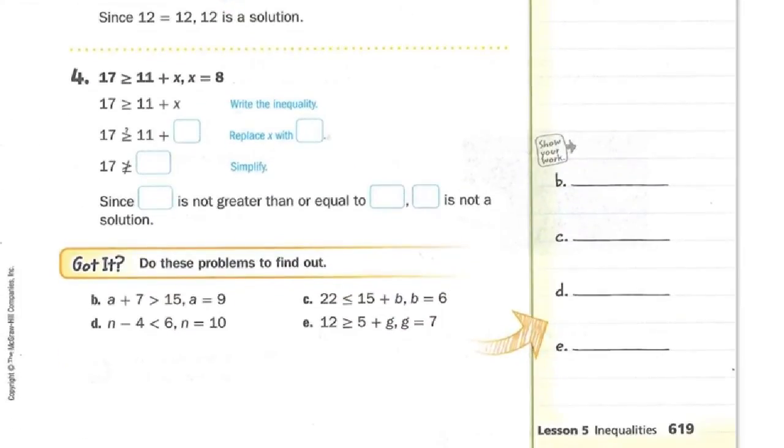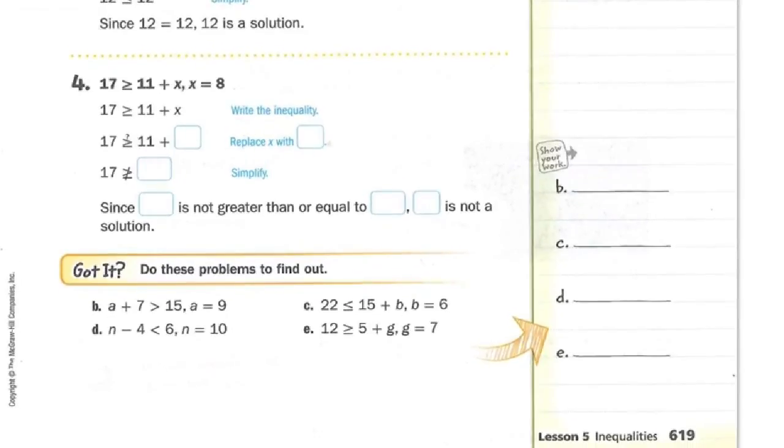Let's look at number 4. 17 is greater than or equal to 11 plus x, and x is 8. So 17 is greater than or equal to 11 plus x. We've written the inequality. Now replace x with the 8. Okay, so 11 plus 8 is 19. 17 is not greater than or equal to 19. So 8 is not a solution to the inequality.